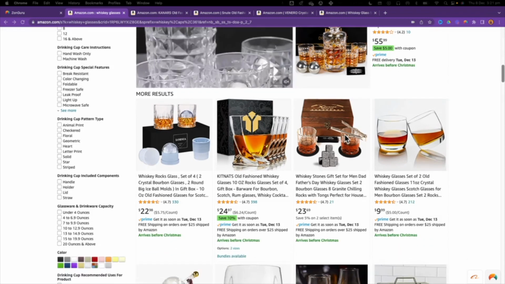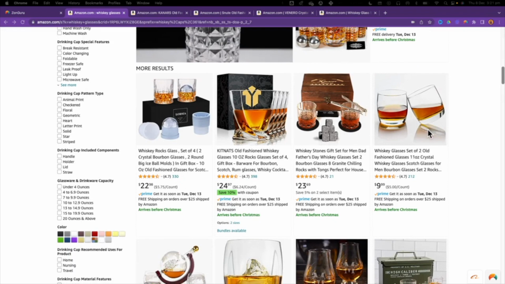But again, here we've got this image, the whiskey glass set of 2 old-fashioned glasses, 11-ounce crystal, whiskey glasses, scotch glasses, for men, bourbon glasses. That is a horrible title. I mean, that really is a horrible, horrible title. I do not like it at all. It has said whiskey glasses multiple times. It has said glasses, let me see, 1, 2, 3, 4, 5 times in just this short little bit here. They're not taking up the full real estate of the image with the photo. You know, they've done a nice job of having it tilted, but yeah, that's really about it.